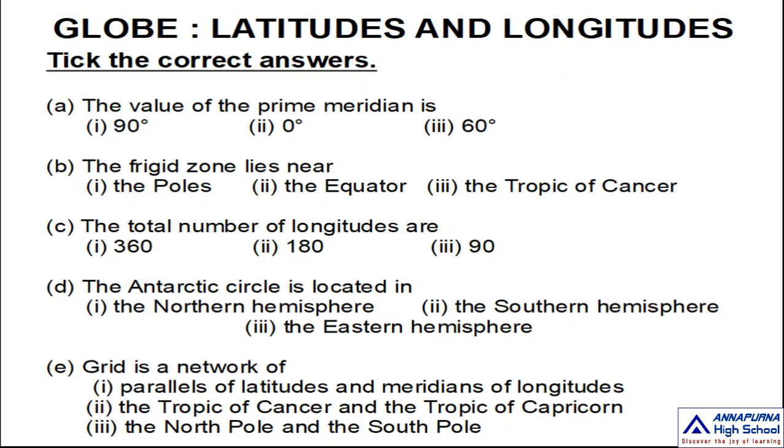360 is the correct answer of this bit. Now the total number of longitudes are 360. Next, fourth one. The Antarctic Circle is located in which hemisphere?